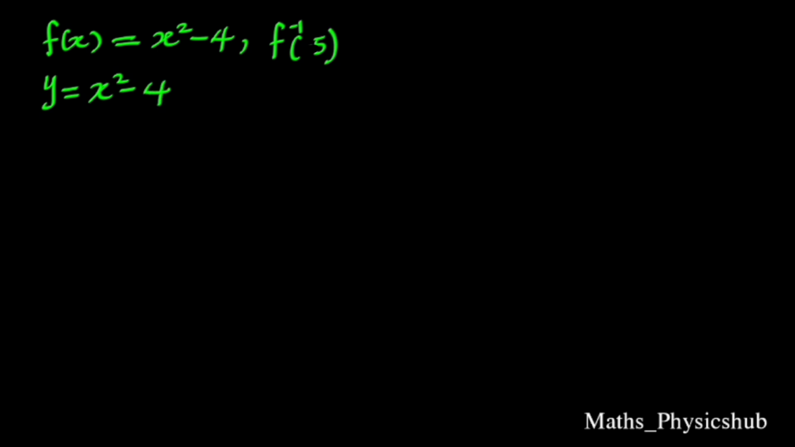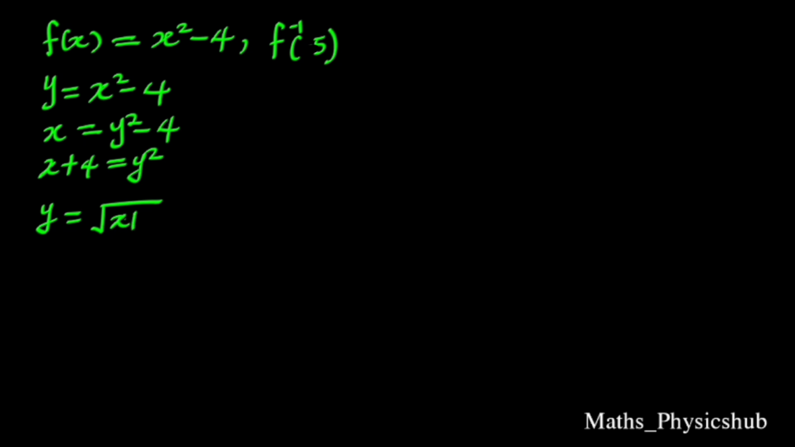Swapping x and y will give us x equals y squared minus 4. Next we make y the subject of the formula. To achieve this, we take 4 to the left, for going to the left will make it positive since it is negative. This implies that x plus 4 equals y squared. Next we take the square root of both sides. Taking the square root of both sides will give us y equals square root of x plus 4.